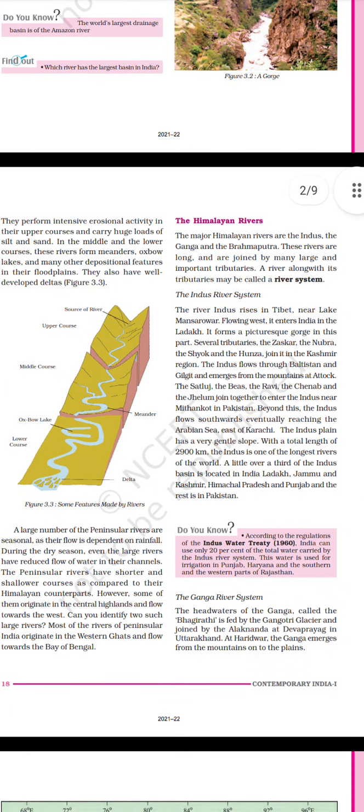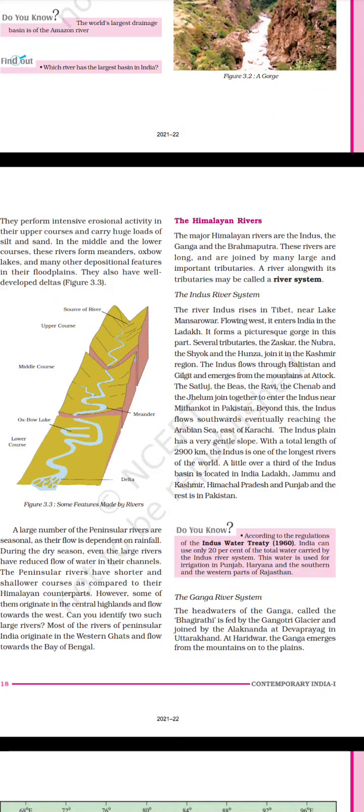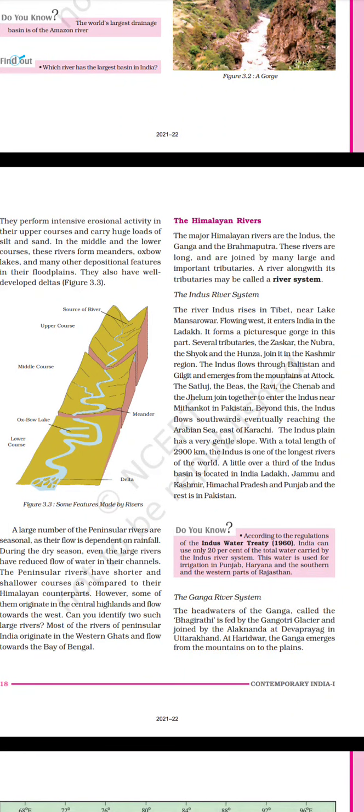Take a look at figure 3.3. Some features made by rivers. They perform intensive erosional activity in their upper courses and carry huge loads of silt and sand. In the middle and the lower courses, these rivers form meanders, oxbow lakes, and many other depositional features in their floodplains. They also have well developed deltas. Figure 3.3. Some features made by rivers: delta, lower course, oxbow lake, meander, middle course, upper course, source of river.